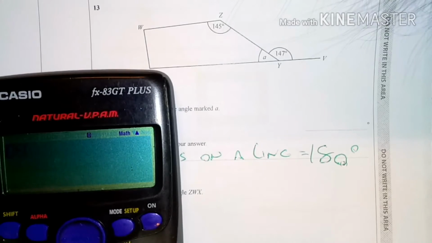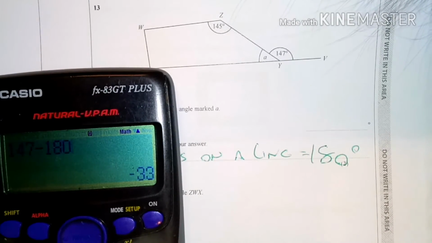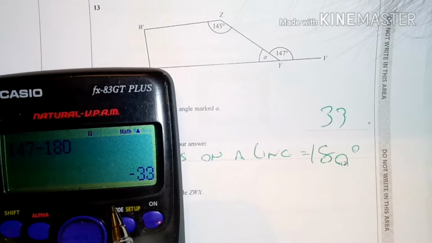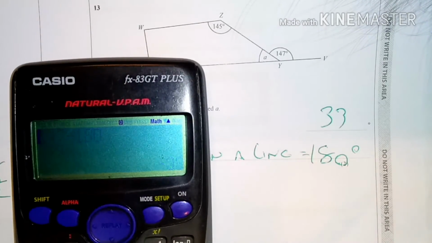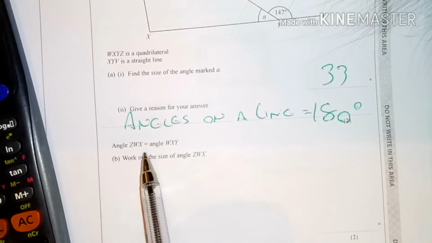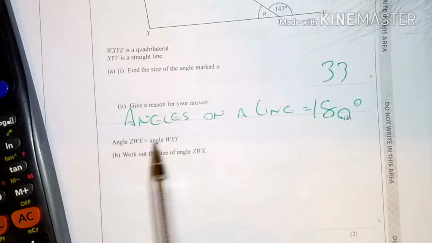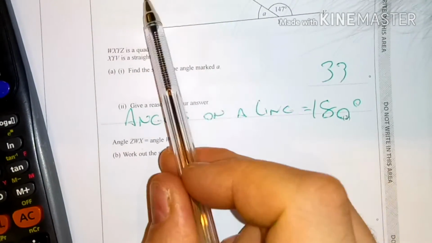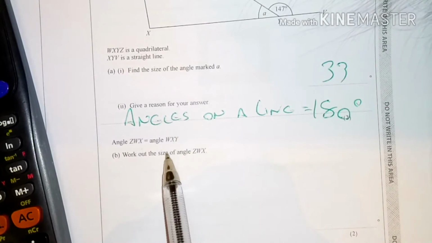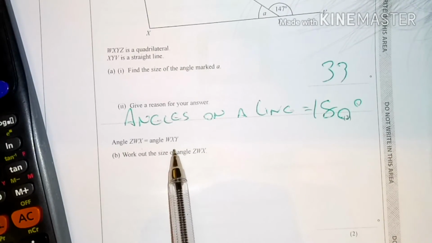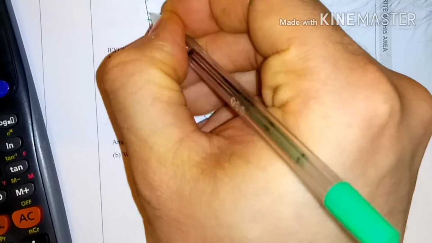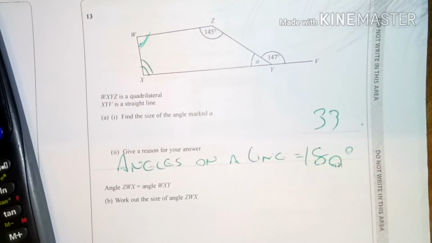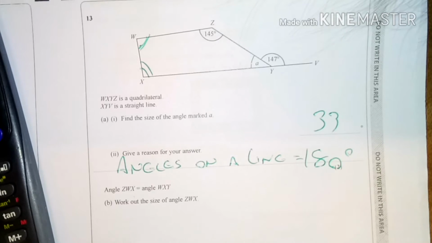So I know it's going to have to be 147 minus 180 equals 33. No, I've done it the wrong way around, that's why it's giving me a negative answer. But do 180 take away 147. Here, ZWX equals WXY, which means these two are equal. Okay, work out the angle of ZWX.